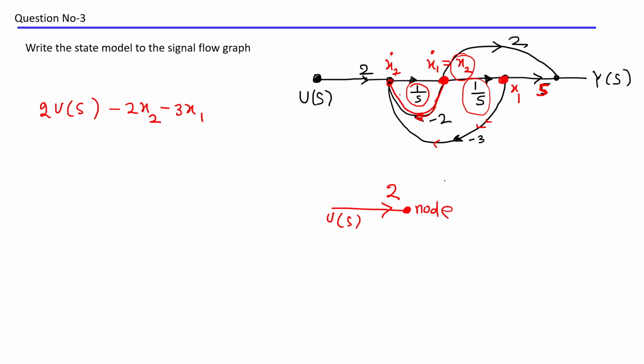Incoming should be equal to the outgoing. One outgoing branch is there, this forward path. So this is the outgoing. How can we represent this outgoing? 1 by s x1 dot.